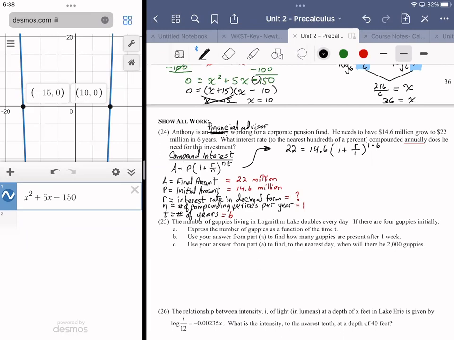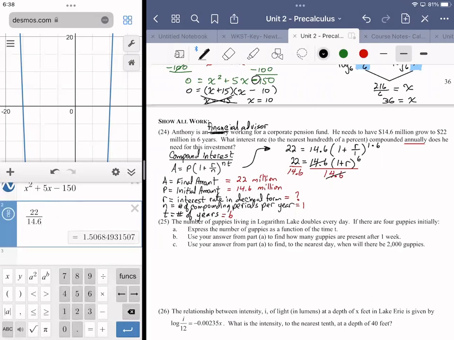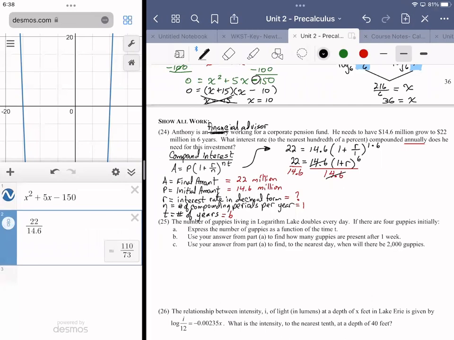All right. So then we want to solve this equation. We can clean it up a little bit first. So 22 is equal to 14.6 times 1 plus r to the 6th power. Little properties of equality here. I can divide out the 14.6. So that 22 over 14.6, that's a pretty hairy looking decimal. Not much better in fraction form. So what I'm going to do is just leave it like this and say 22 over 14.6 is equal to 1 plus r to the 6th power.